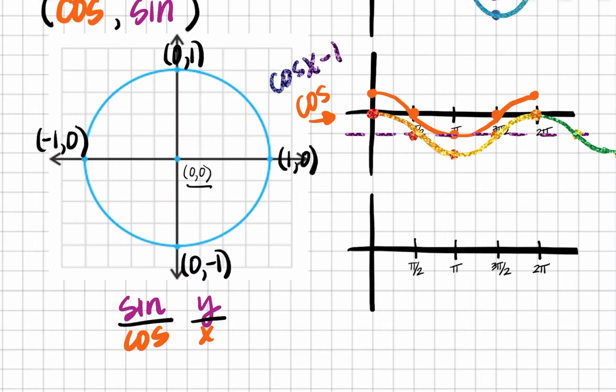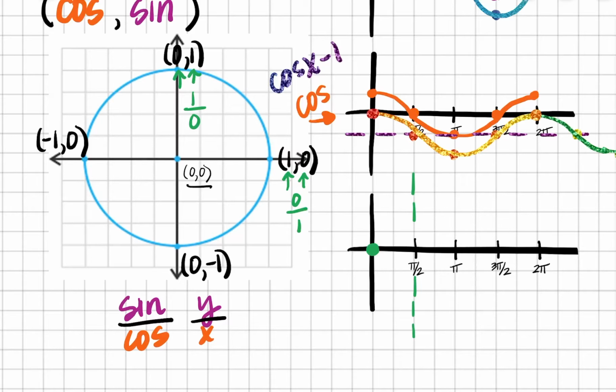So let's start here at 0. At 0 right here, our y value is 0 divided by our x value, 1. Well, that's just 0. Cool. Let's go to the next one. Our y value of 1 divided by our x value of 0. This is undefined. Every time we've come across an undefined point, that's an asymptote. So I am going to draw in an asymptote.